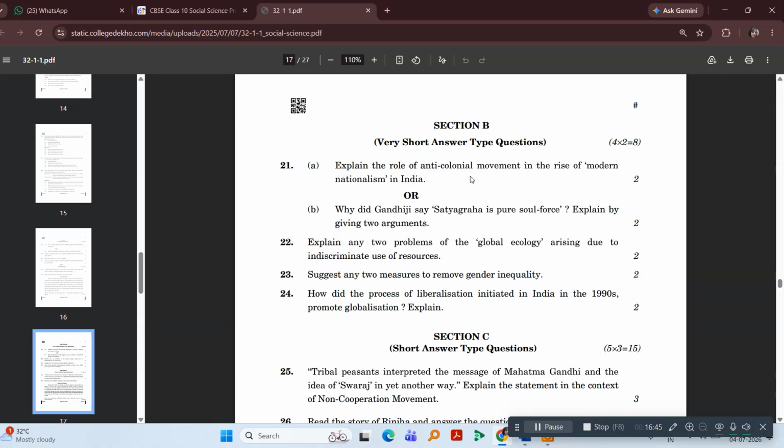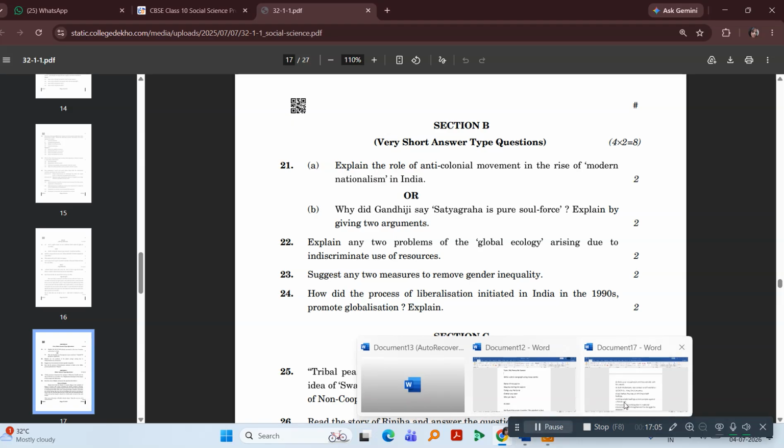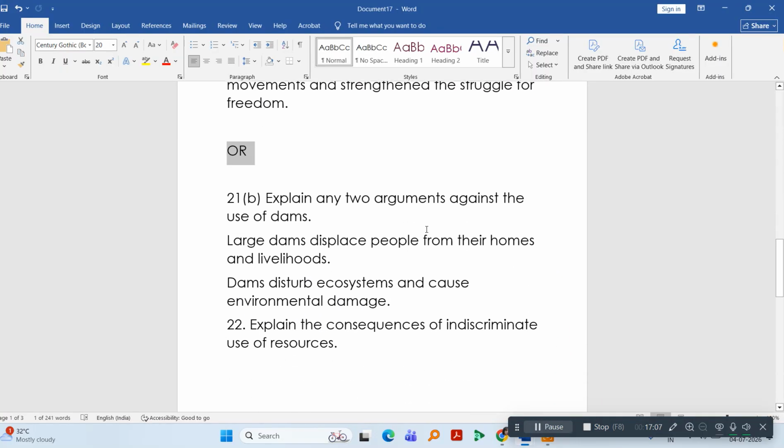The first question is with regard to history. Explain the role of anti-colonial movement in the rise of modern nationalism in India. Second one, why did Gandhiji say Satyagraha is pure soul force? Explain by giving 2 arguments. See, whenever there is a question of 2 marks, just answer the question in 2 points. That's enough. Let's do B.